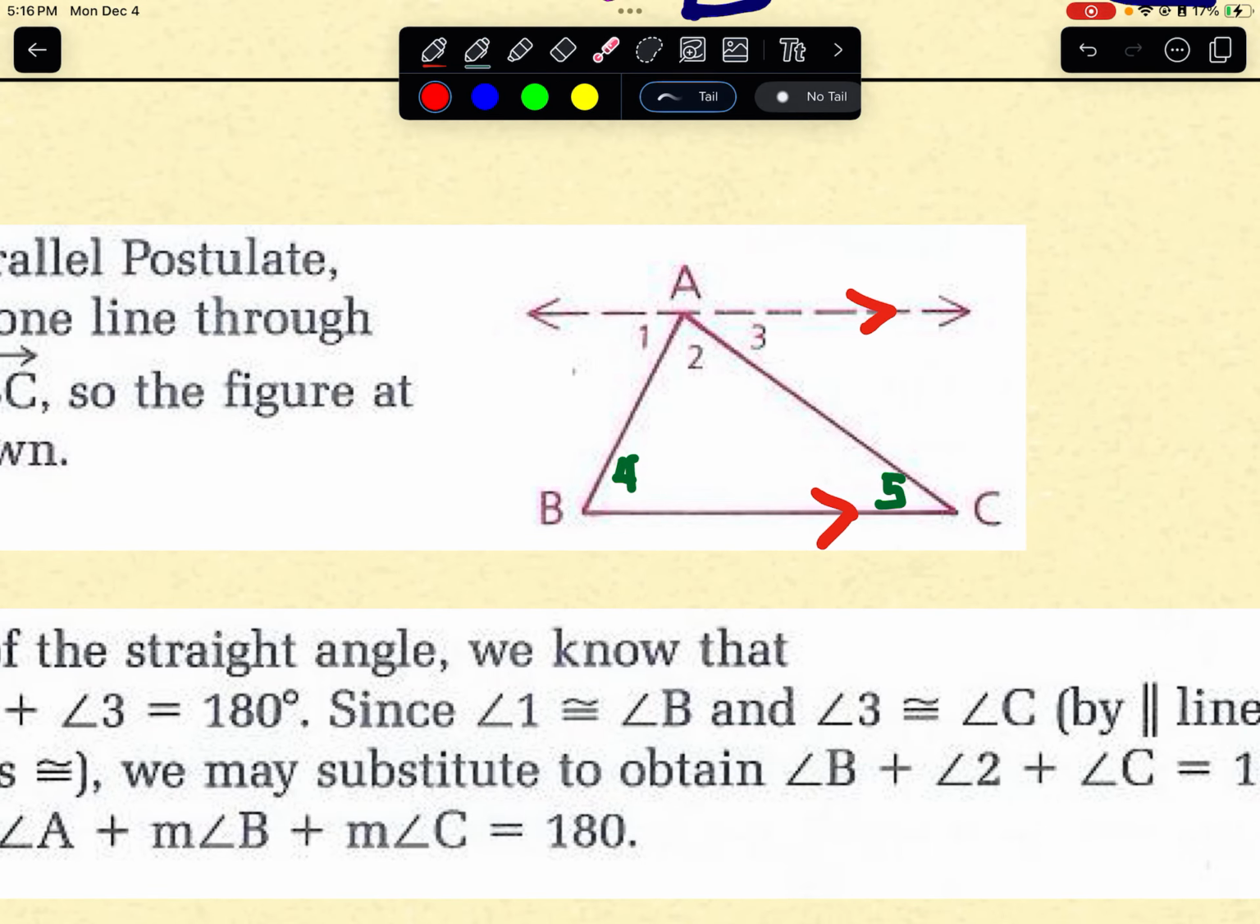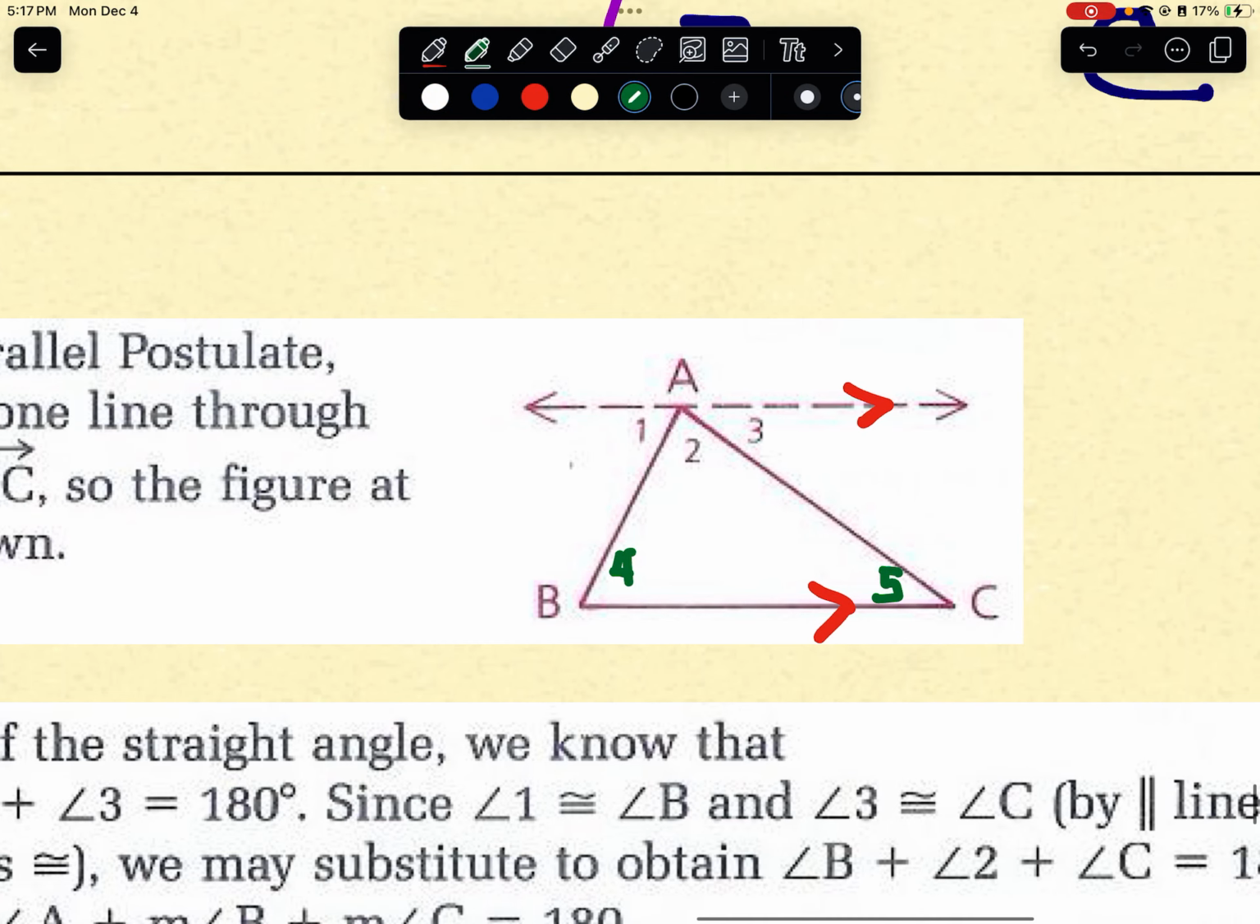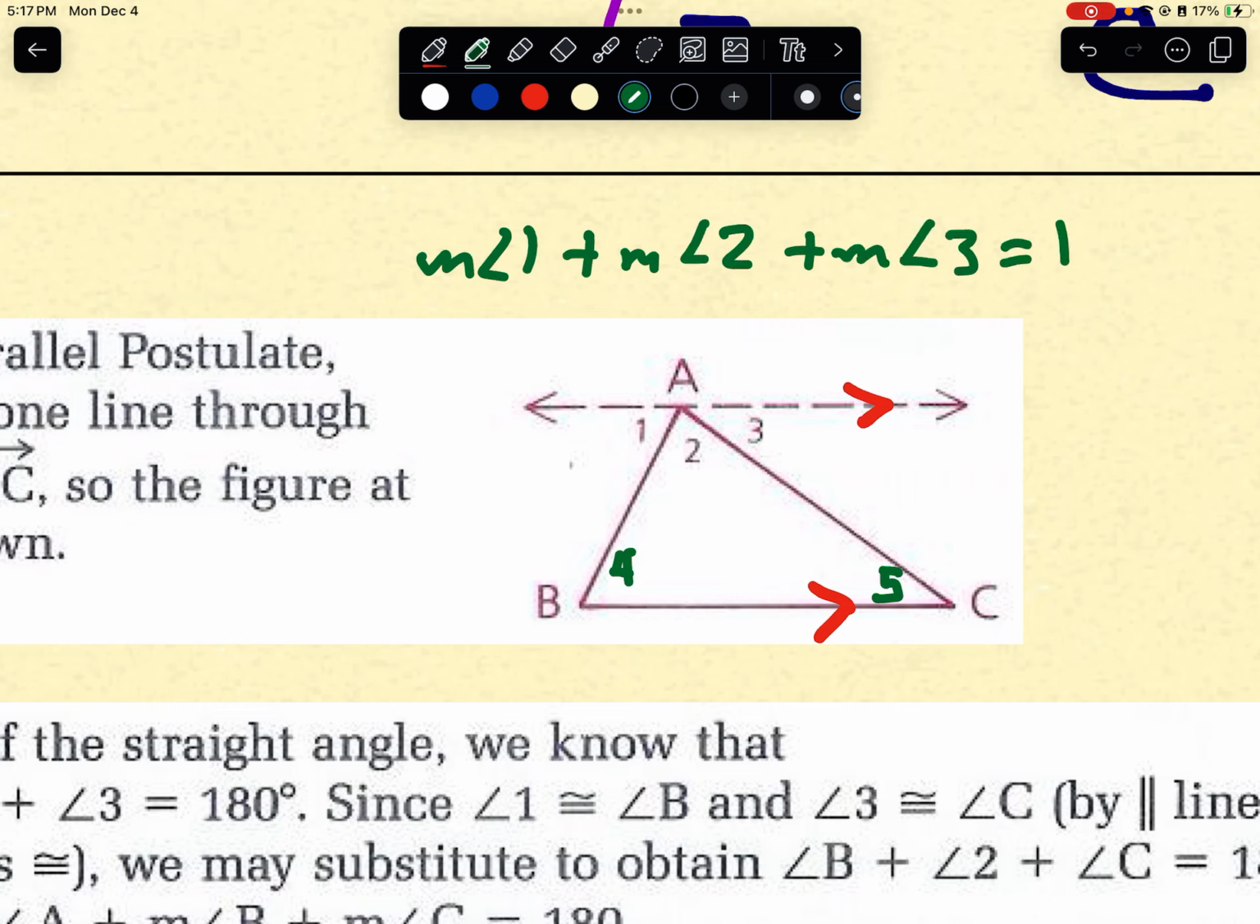All right. Angle 1, angle 2, and angle 3, if you add those three angles up, I think most of you would agree that they form a straight line. So the measure of angle 1 plus the measure of angle 2 plus the measure of angle 3 will equal 180 degrees. Yeah?